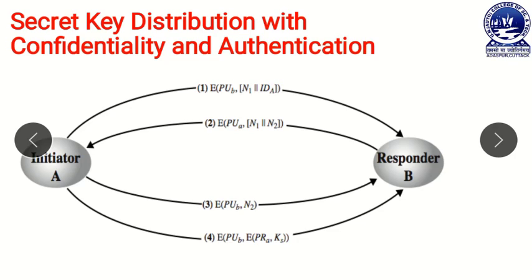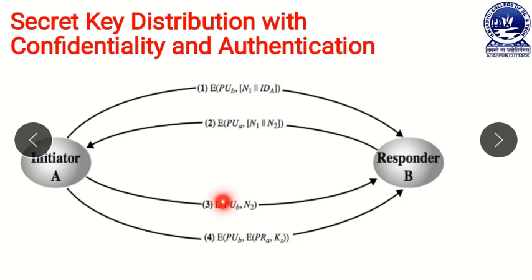Now look at the third step. In the third step, the initiator A receives the message containing the unique identifier N2, which is generated by the responder B. From this message it takes the N2 and encrypts this N2 by using the public key of responder B, that is PUB. Then it sends it to the responder B.